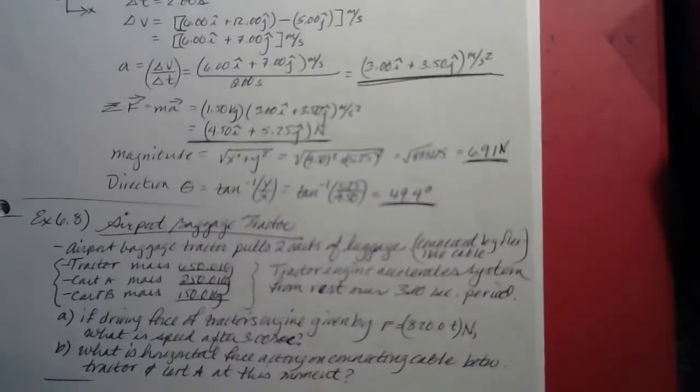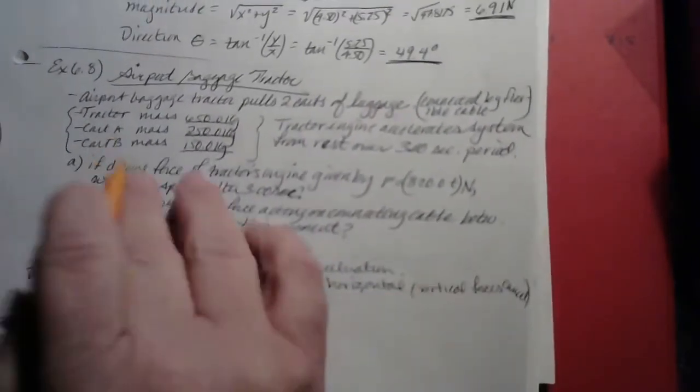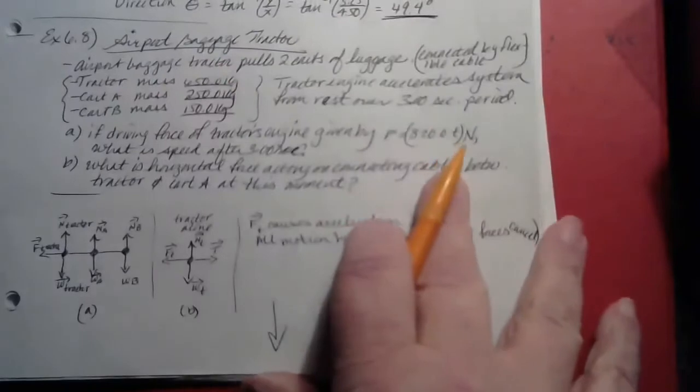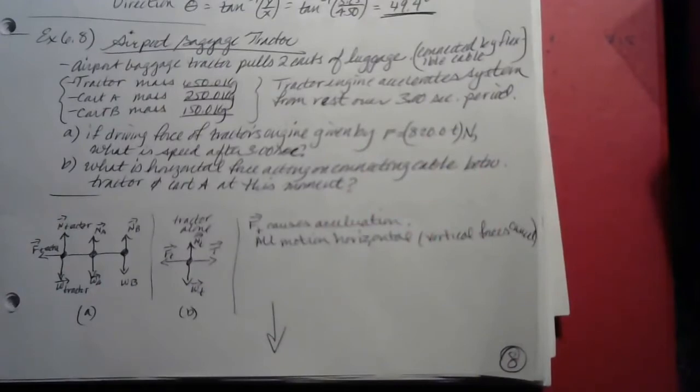There is an example that gets a little more complicated, and that is the next example where we have an airport baggage tractor that is pulling 2 carts full of luggage behind it. In part A, we're basically trying to figure out the speed of the agglomeration of vehicles. And that's not so difficult. But in part B, we're going to be trying to find the tension in the line between the tractor and the first baggage car.